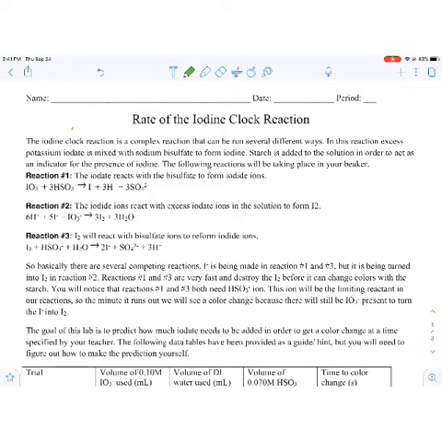Lab day, rate of the iodine clock reaction. I tell you guys, it really is a shame that you don't get to be here for this one. This is a fun lab. I really enjoy it. Usually students enjoy it. And I'm going to be honest, it's way more fun to do in person. But we're going to do our best to get a little bit of the experience here.